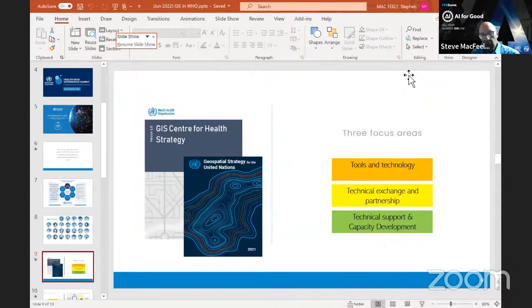Then the GIS Center for Health strategy is really built to complement the geospatial strategy for the United Nations. So in other words, we've taken the UN strategy and tailor-made or tweaked it for WHO purposes. And that strategy really focuses around 3 areas, as you can see on the screen there. So tools and technologies, exchange for partnership, and then technical support and capacity development.